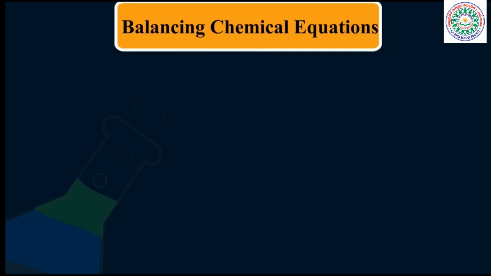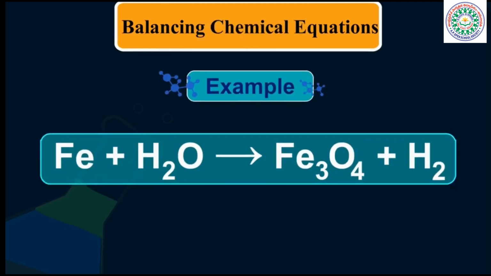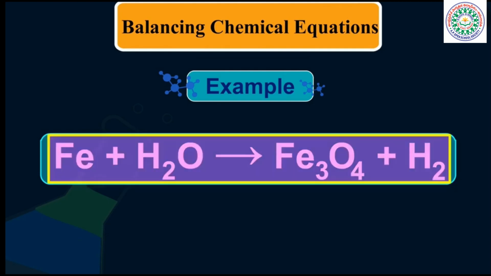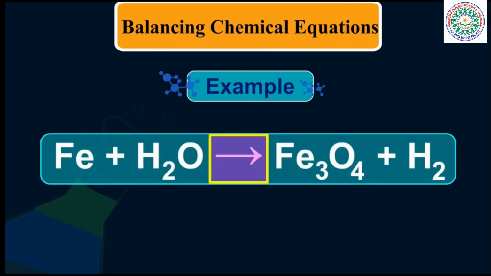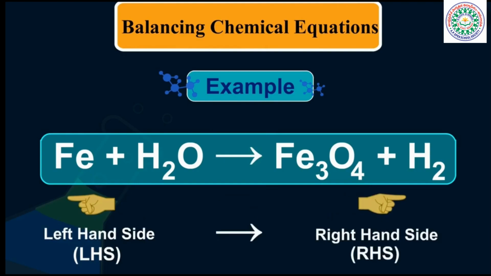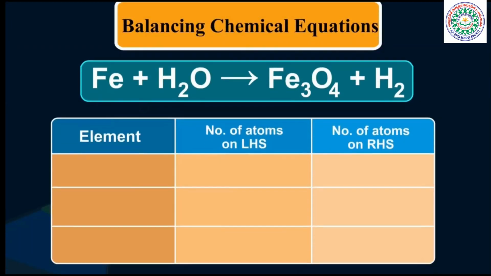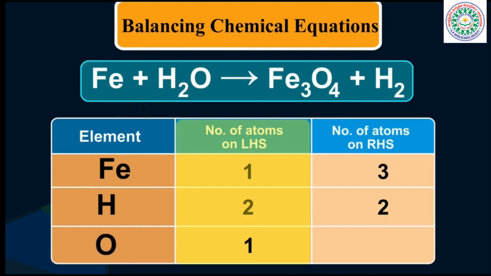Let us now try to understand balancing with the help of an example. Take the reaction of iron with water, which produces iron oxide and hydrogen. Let us examine the number of atoms of different elements on both sides of the arrow. Now, we can observe that the number of iron atoms on LHS is 1 and on RHS is 3. The number of hydrogen atoms on LHS are 2 and on RHS are also 2. And finally, oxygen atoms, which is 1 on LHS and 4 on RHS.